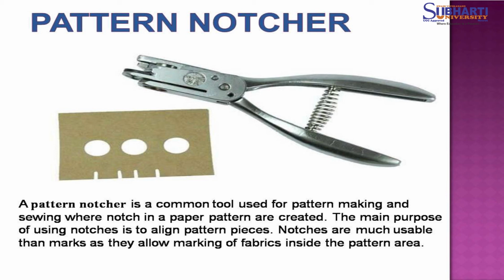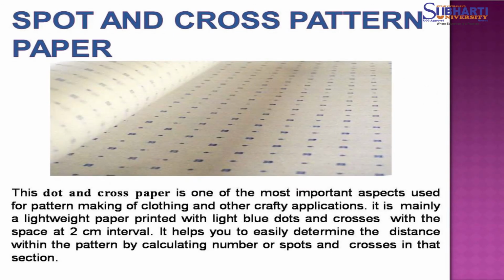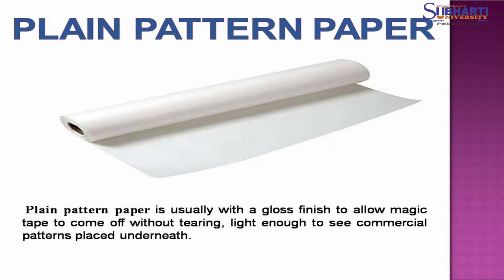Next tool is pattern notcher. As you can see in the image, it is a pattern notcher. It is used to mark notches on the fabric patterns. Next tool we have is spot and cross pattern paper. This pattern paper has marking dotted lines at 2 centimeter intervals, so it is used in making patterns very easily. Next tool is plain pattern paper. This is usually with a gloss finish to allow magic tape to come off without tearing. This is very light paper for using with a commercial pattern placed underneath.